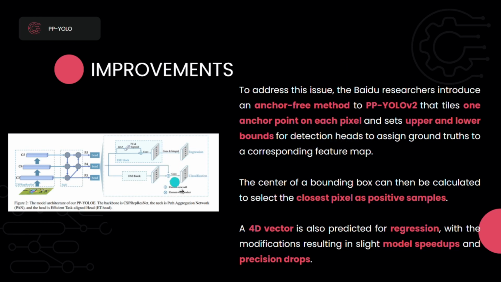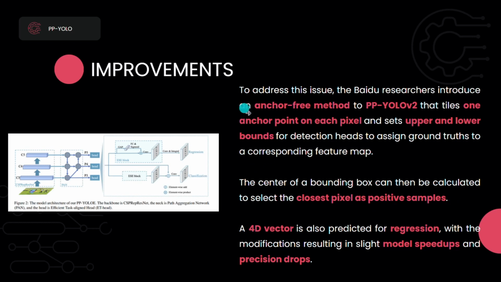heads, which are located in the final stages of the model, to assign ground truths to a corresponding feature map. And the center of the bounding box can then be calculated to select the closest pixel as positive samples.